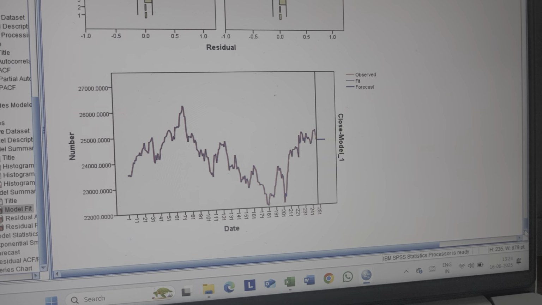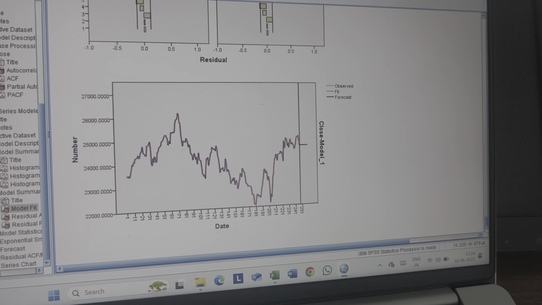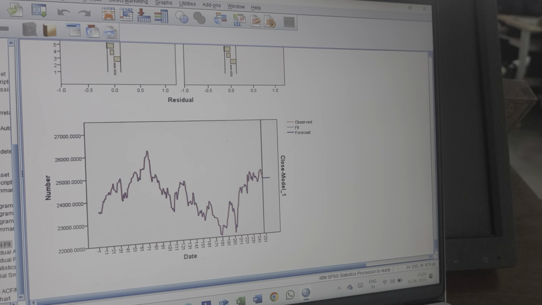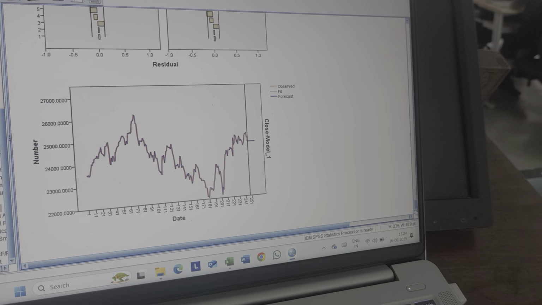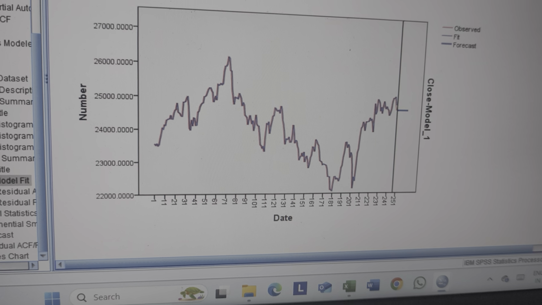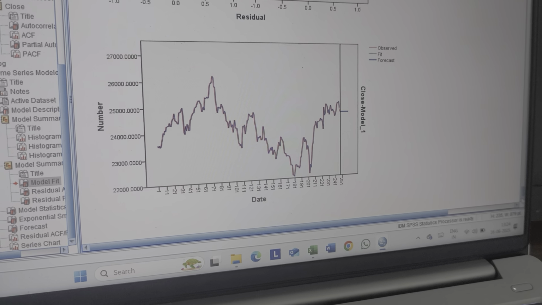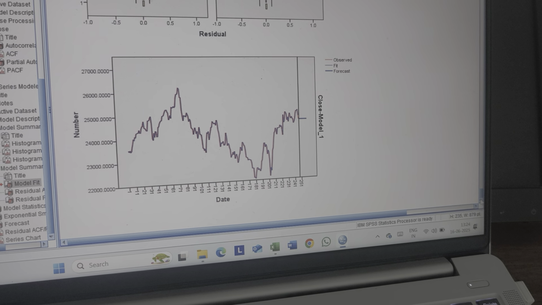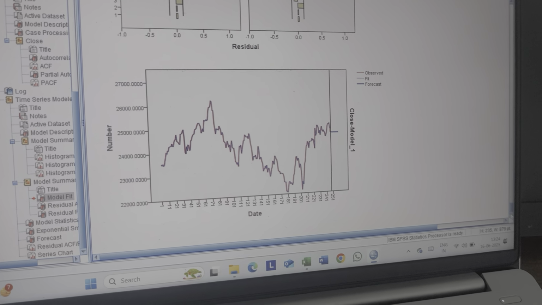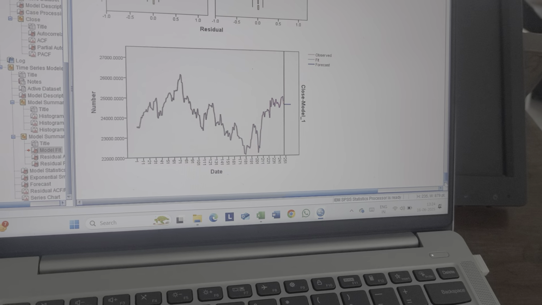So this red one is my observed data, what I have fed to the system. Fit is my model fit. My model and my observed data are very closely fit. Whatever model the system has given and whatever data I have given, both are going hand in hand. You can't see any kind of deviation. Both are traveling together, which means my model is an exact fit to the observed data, and based on that, this is my forecast.